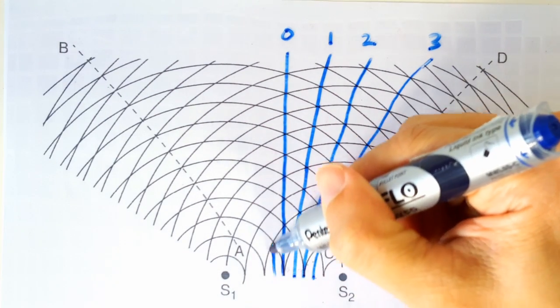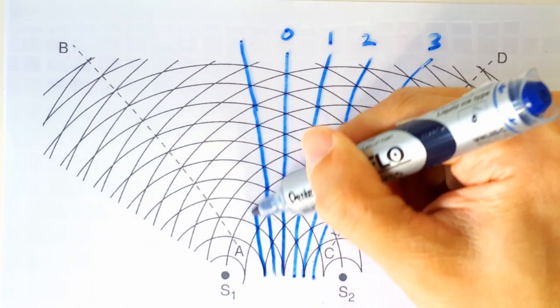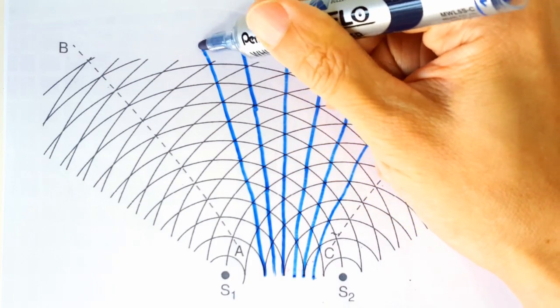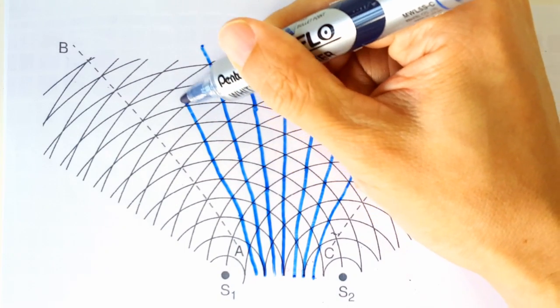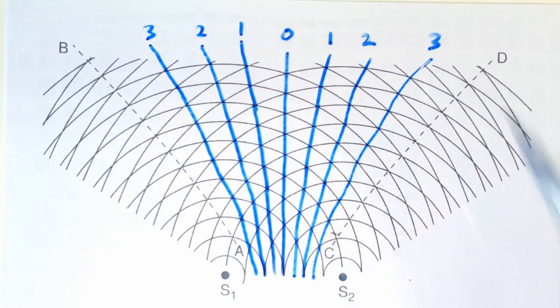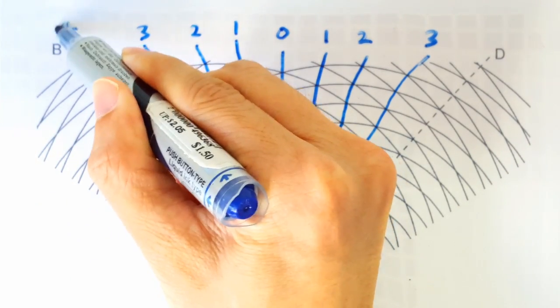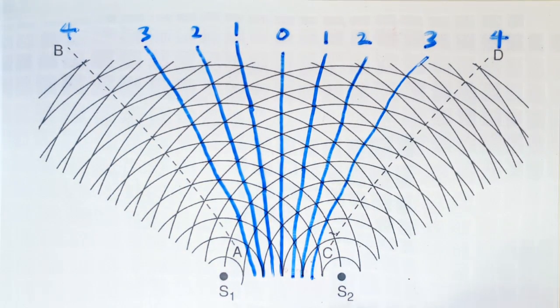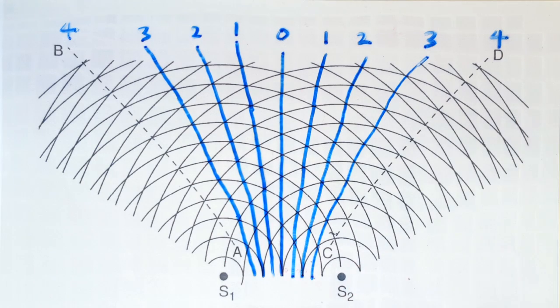Of course, we have a mirror image of things on the other side. Let me just quickly trace them out. Again, just look for the points where the two crests intersect. Okay, so A, B, and C, D are actually antinodal lines where the path difference is 4 wavelengths. So it should be clear to you now that there are these 7 antinodal lines between AB and CD.